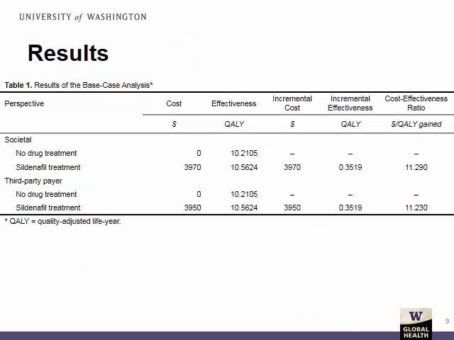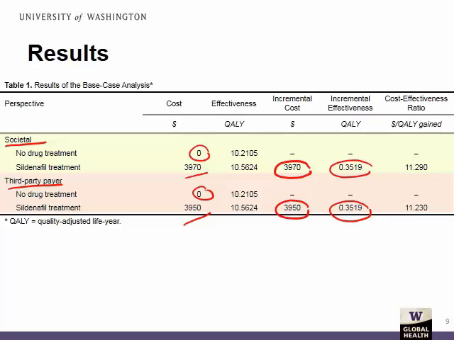So if you look at the results, you have two perspectives. You have the societal here and the third-party payer, and no drug treatment incurs no costs, and sildenafil was nearly $4,000 from both perspectives. And there was a small jump in QALYs, a 0.3519 jump in QALYs, and this was to do with the avoidance of the disutility of erectile dysfunction.